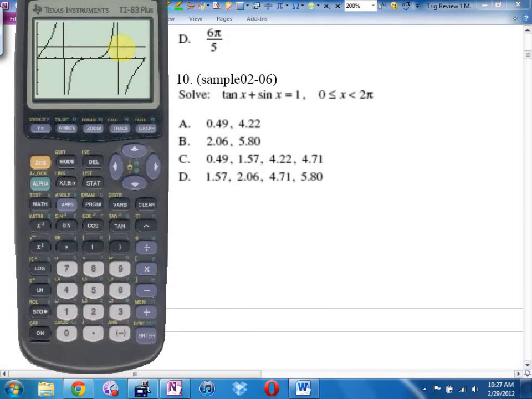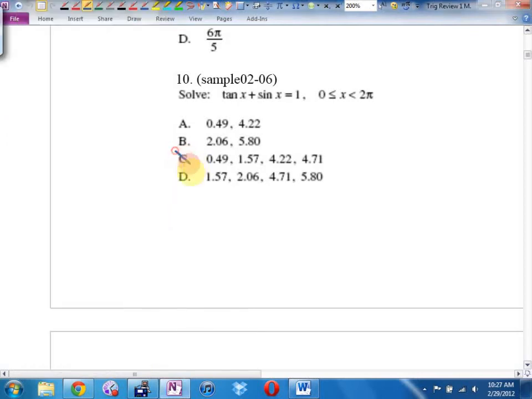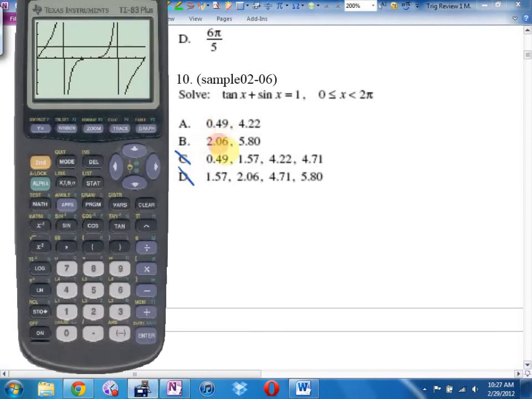So how many answers are there? 2. I would be going boom, boom. And not only that, look at the first 2 answers right there. Do you think that x value there is 0.5 or 2.06? Well, this whole thing is 2 pi, which is what as a decimal? Roughly 6.28. So what would this be? Pi, or as a decimal, roughly what? 3-ish. I'm pretty sure that's closer to 0.5 than 2.